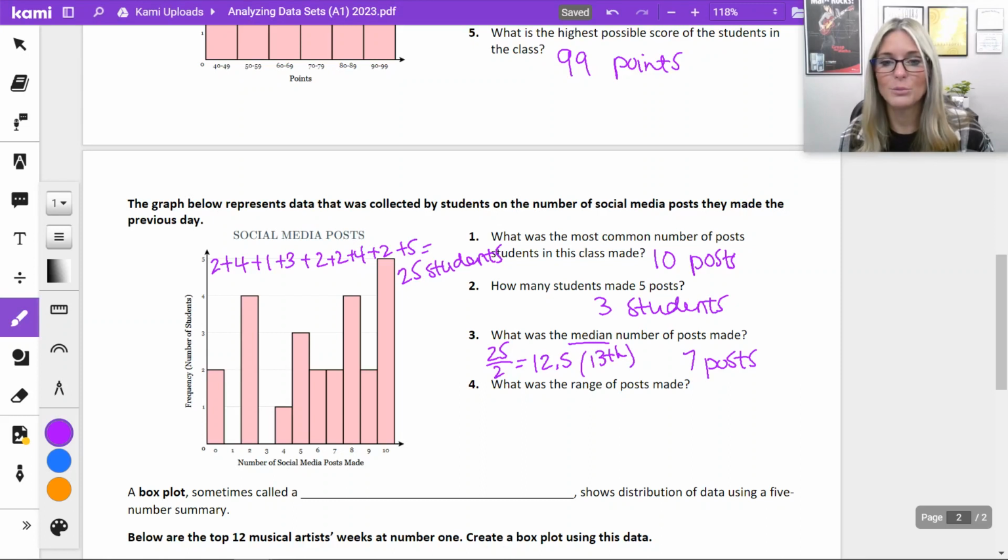And number 4, what's the range of our posts? Maximum minus our minimum. We have 10 minus 0, or 10 posts would be our range.